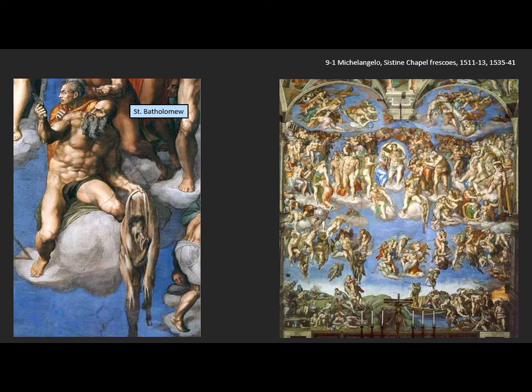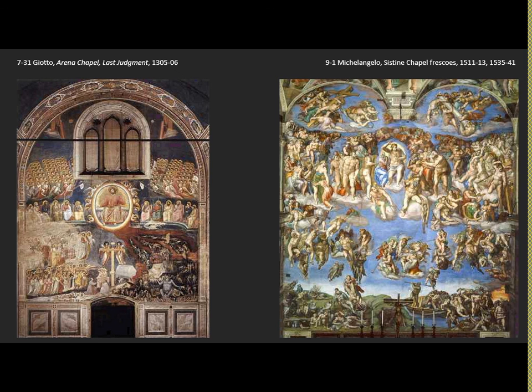Now, one of the things you've probably noticed is the amount of nudity within Michelangelo's Last Judgment. This was something of an innovation on his part. We see Giotto's Last Judgment from the Arena Chapel on the left. Normally, the souls of the saved, in images of the Last Judgment, were clothed because that was more decorous, that was more proper.